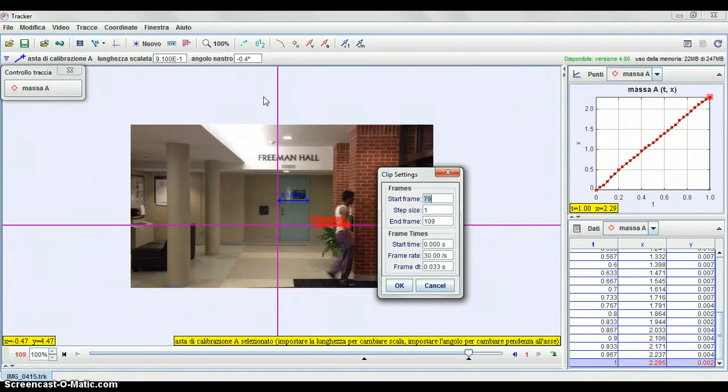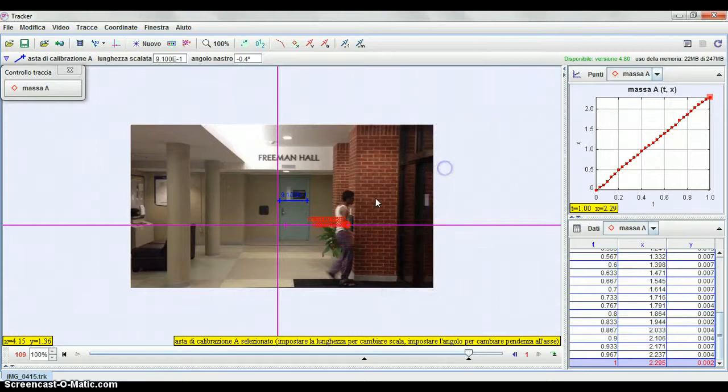Then, I set up a coordinate system with the person moving towards the positive direction of the x-axis, and then the width of the door was used to calibrate the dimensions in the video.